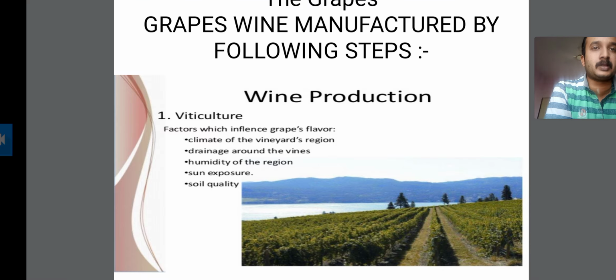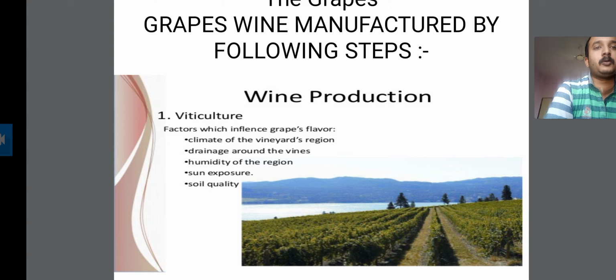Next, grape wine is manufactured by following steps. First is viticulture. Viticulture is the first step of wine production, and these steps are useful for the manufacturing of grape wine.